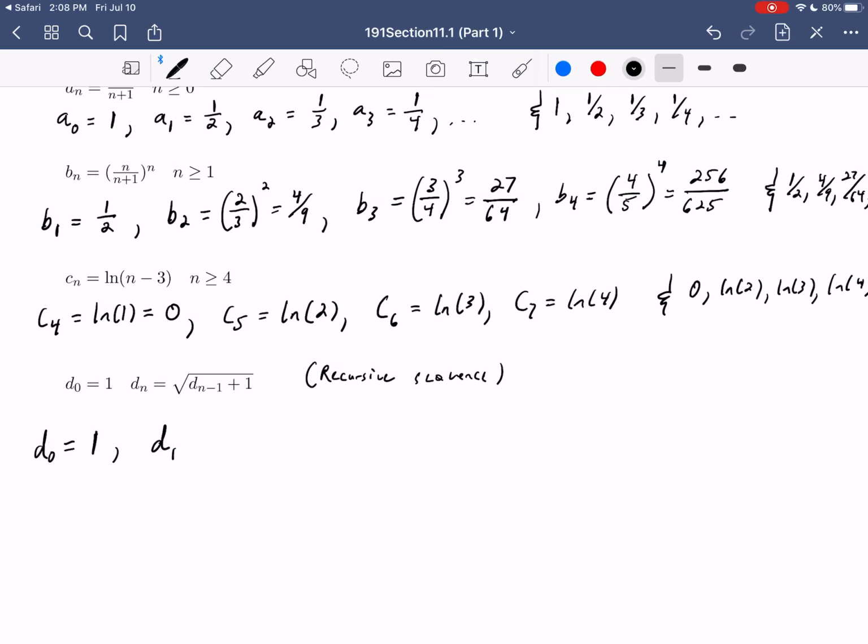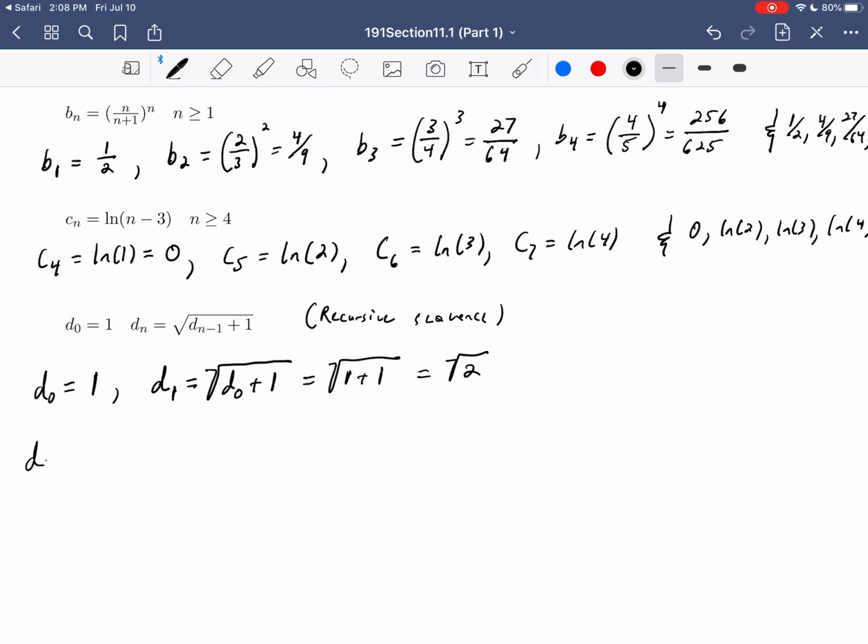Then we could figure out that d sub 1, according to this formula, should be the square root. And notice that if n is 1, this subscript would be 1 minus 1, which would be d sub 0 plus 1. And then we could say, okay, well, we know that d sub 0 is 1, so we can plug that in. So it would be the square root of 1 plus 1. So we'd get that d1 is square root of 2.